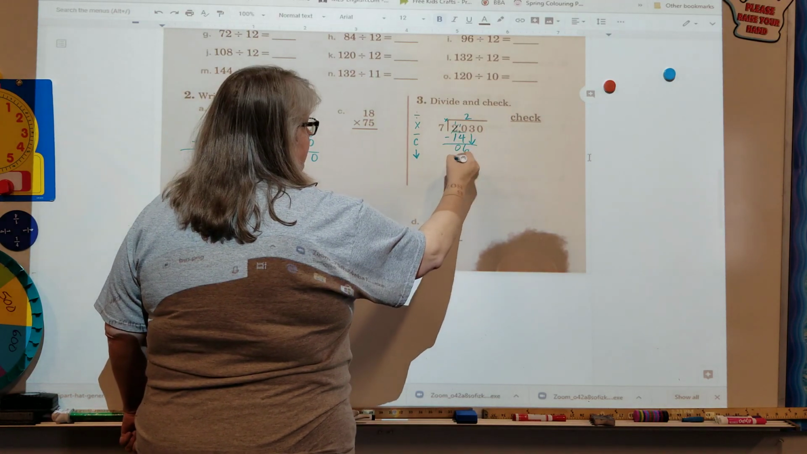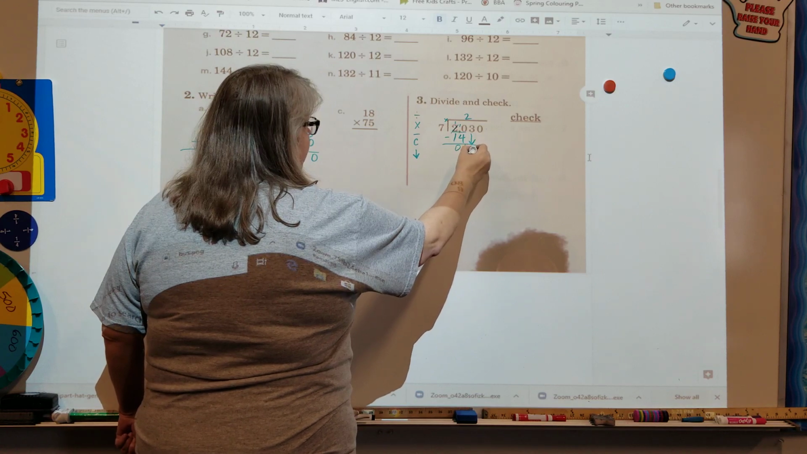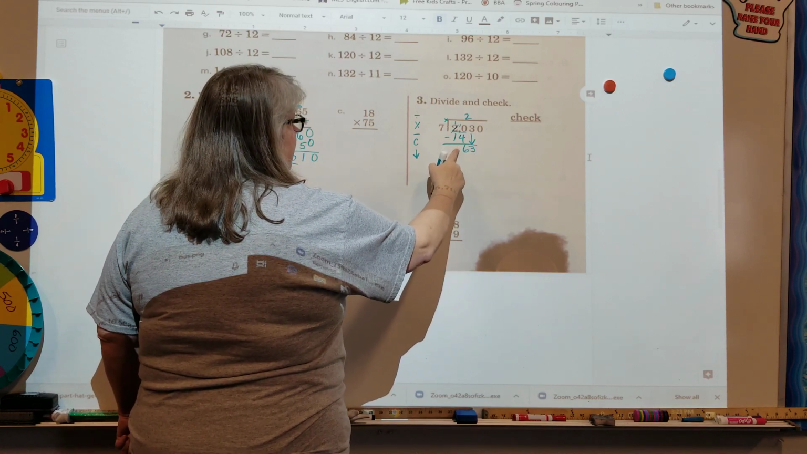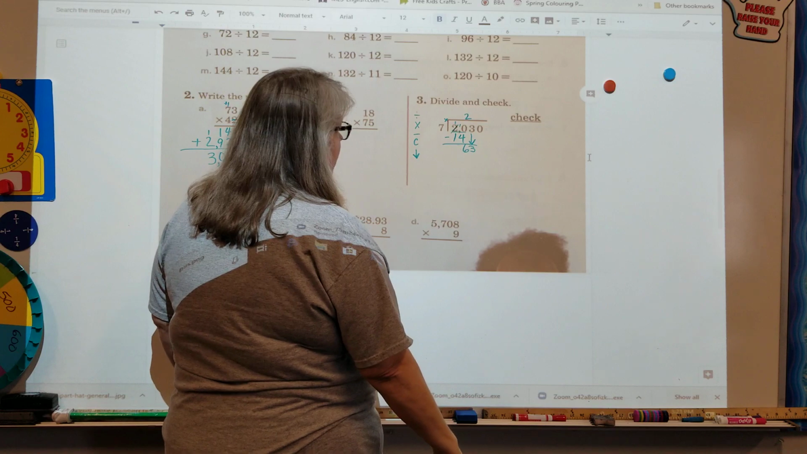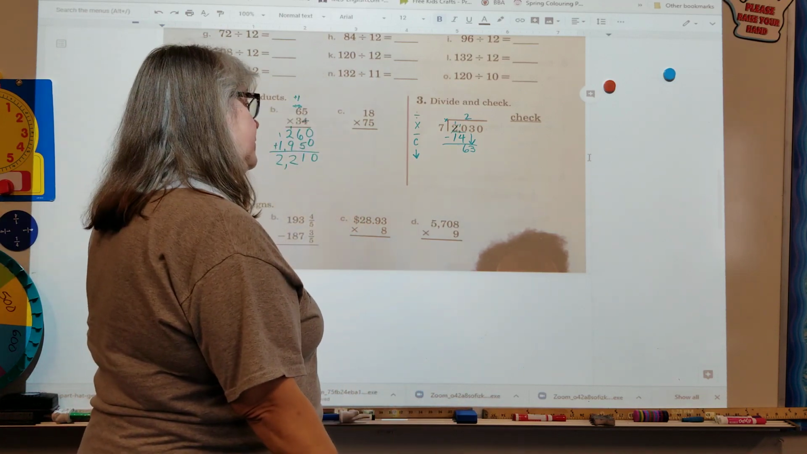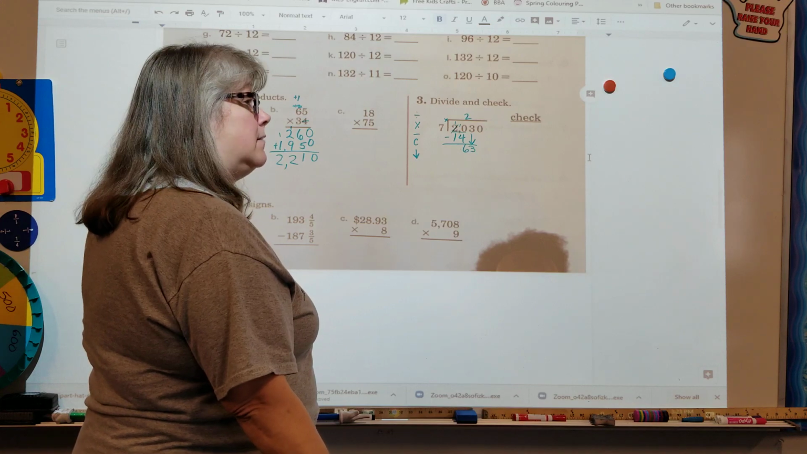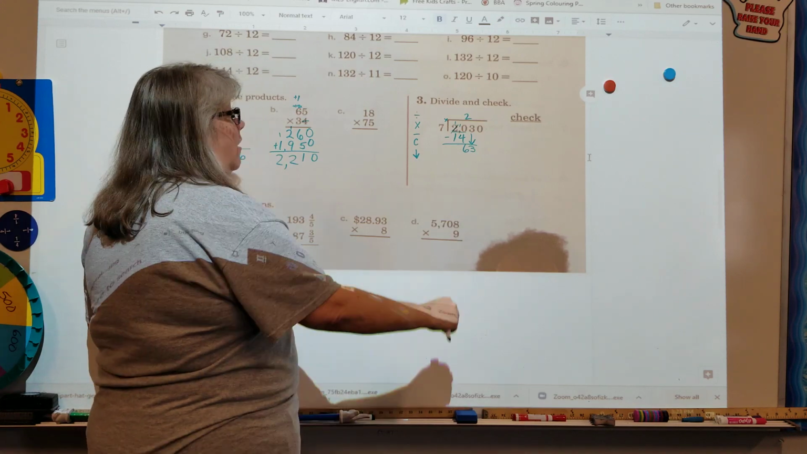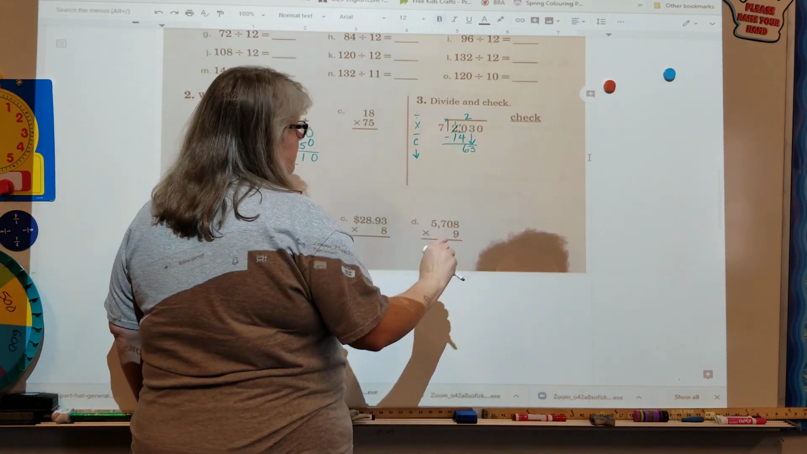Let's go ahead and pull down, since we just compared. Bring that 3 down. Now, I'm going to erase that. It just bothers me to see it there. How many times will 7 go into 63? Well, it almost would have gone 10 times, but because it's a 6, it's not.